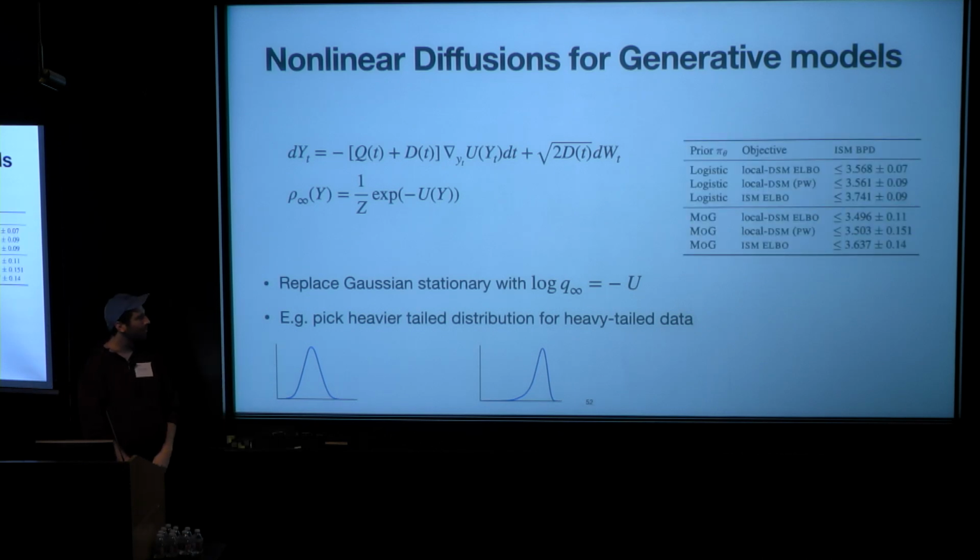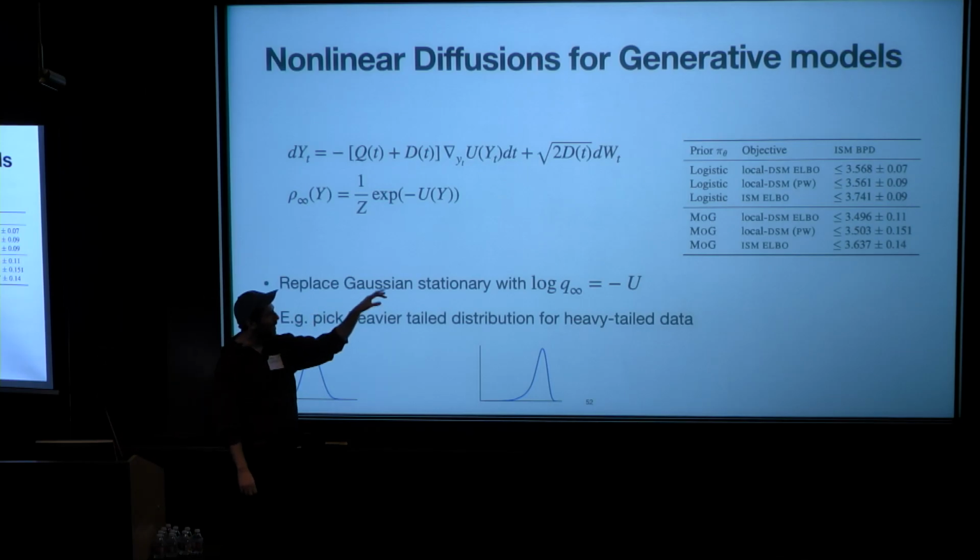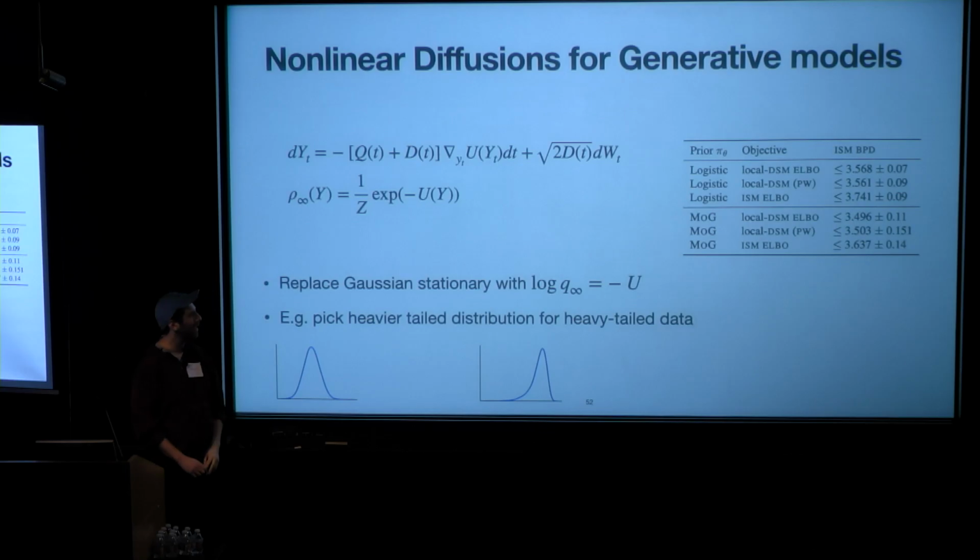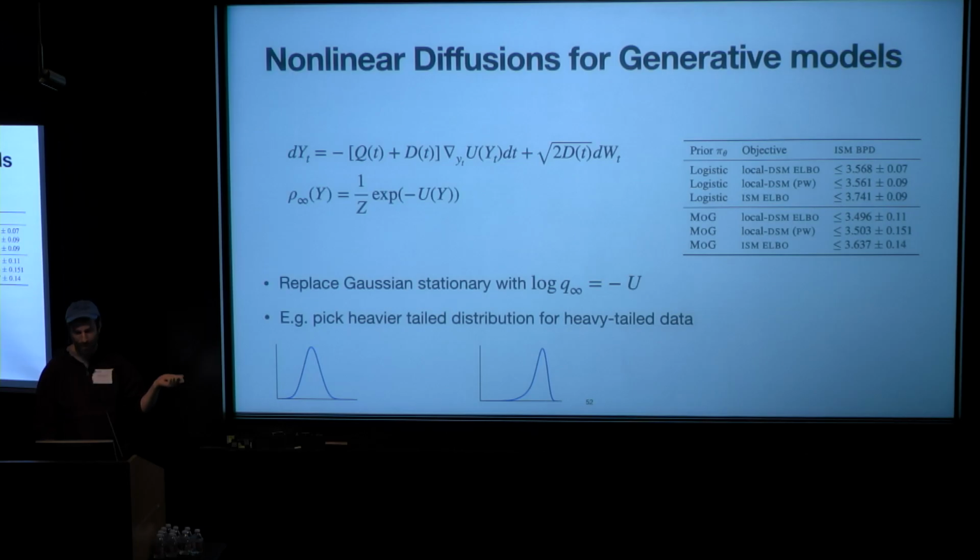And I think this is probably CIFAR with a smaller model than we were looking at. You could pick these different nonlinear SDEs that end at either a logistic or a mixture of Gaussians. And you can optimize either the implicit score matching or this local one. You can ignore the row that says PW. And we essentially see that even though we're measuring implicit score matching as an objective metric, we optimize it better with the localized DSM rather than the ISM.